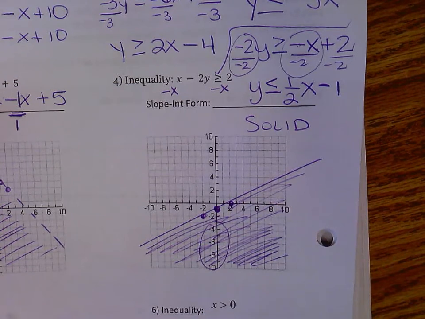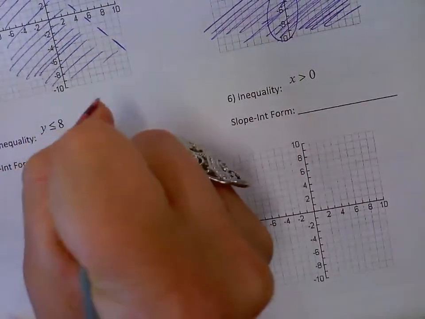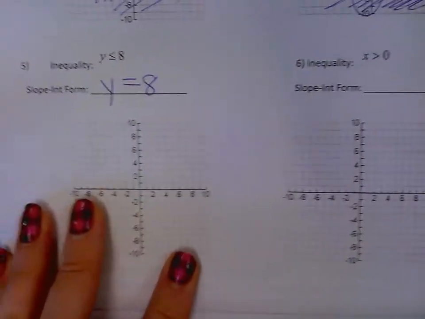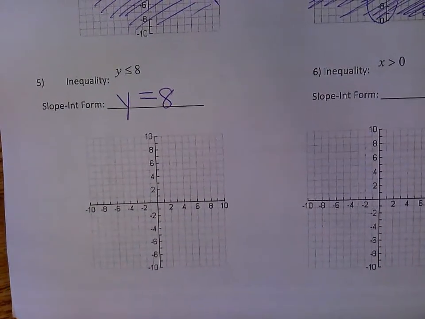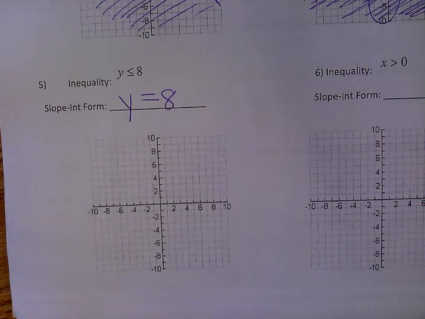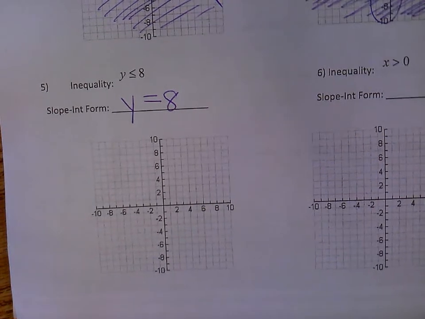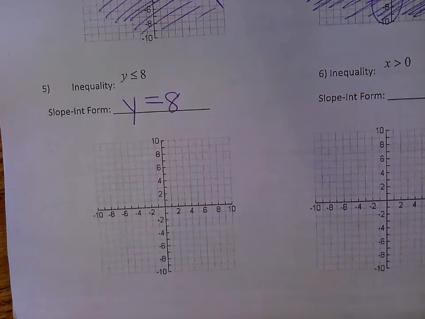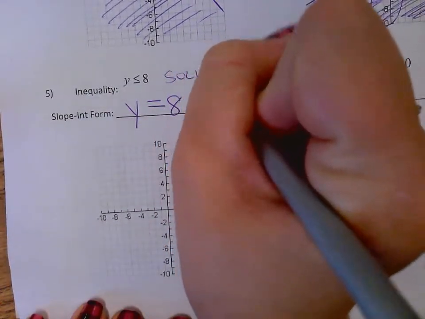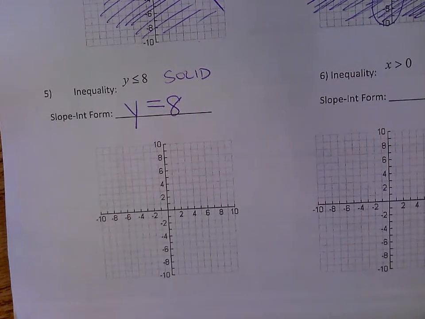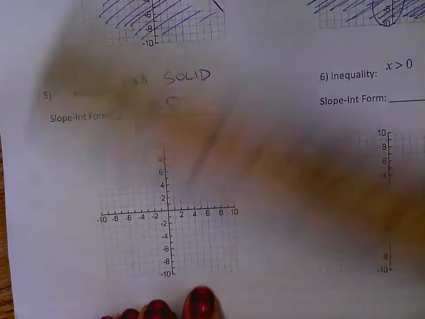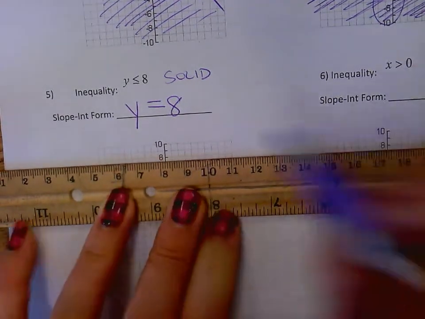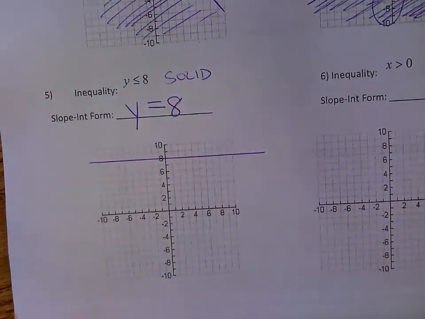Number 5 and 6 are special kinds of lines. So let's rewrite those. If this was just y equals 8, what kind of a special line is y equals 8? It's what? Horizontal. And should it be solid or dotted? Solid. So horizontal line at 8, solid line. And you figure out if you should shade above it or below it based on that inequality. Should I shade above it or below it?